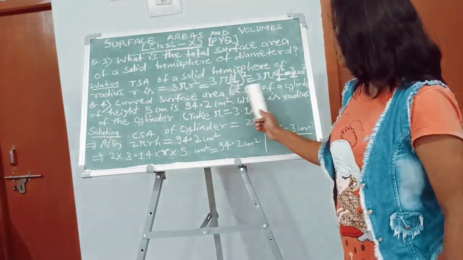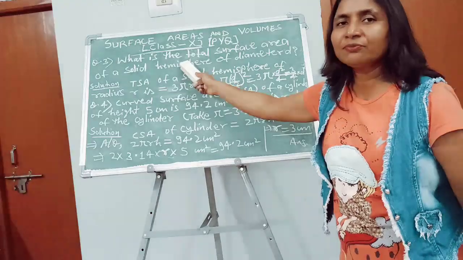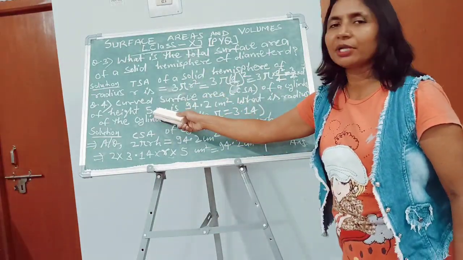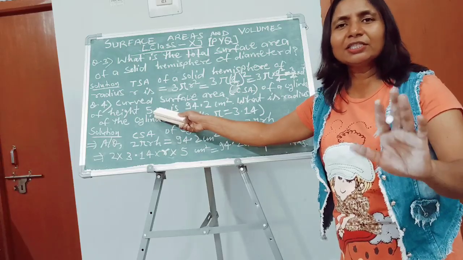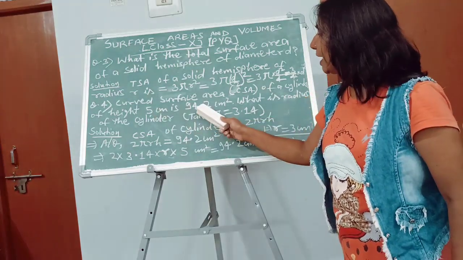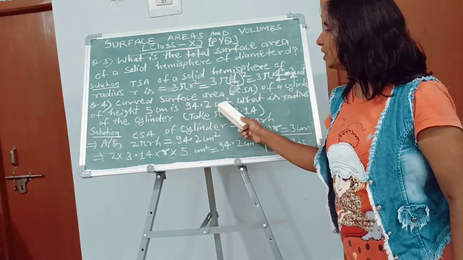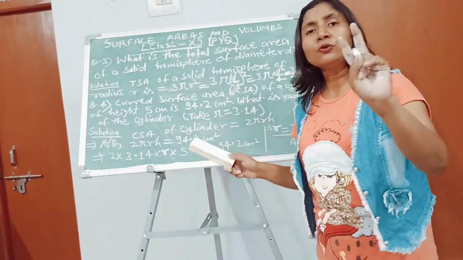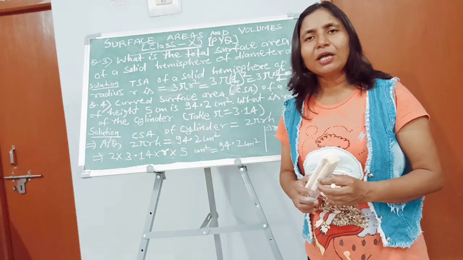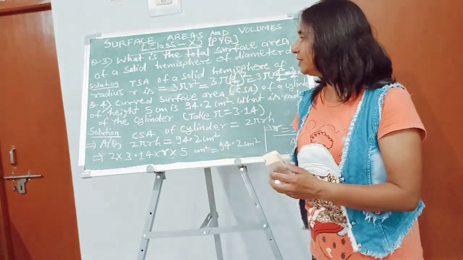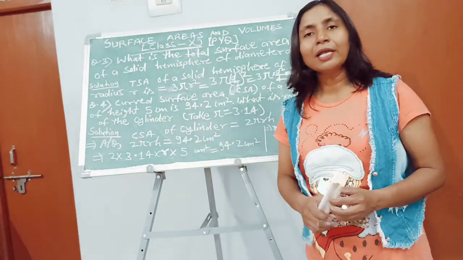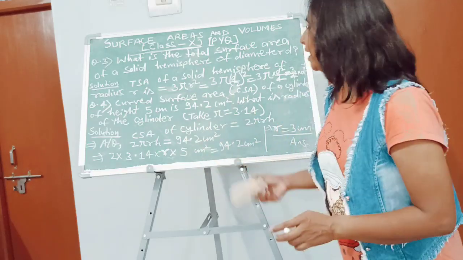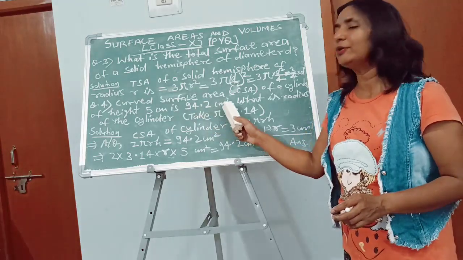The curved surface area of a cylinder, here hemisphere and here cylinder, of height 5 cm is 94.2 cm square. Up to here two pieces of information are given. First, the height of the cylinder is equal to 5 centimeters, and the CSA, curved surface area, of the given cylinder is equal to 94.2 centimeters square.